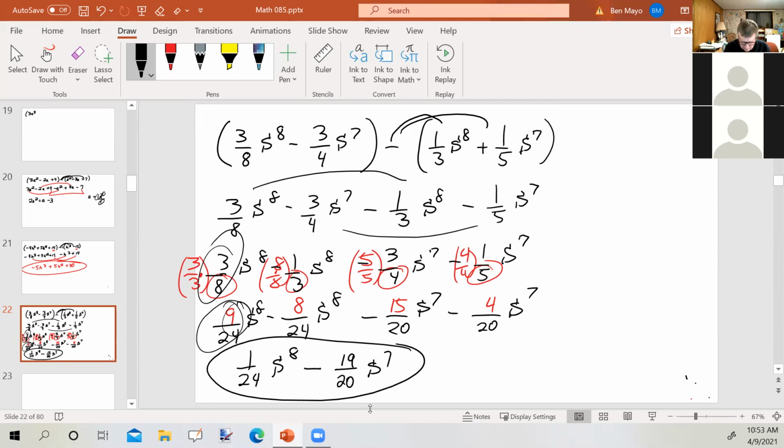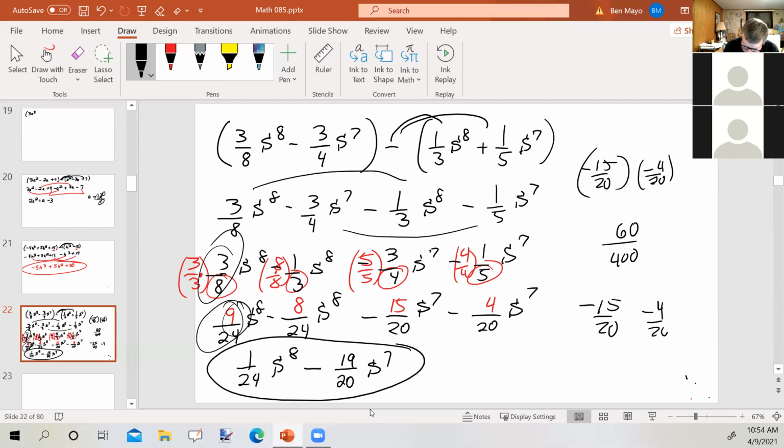On the negative 15 20ths and the negative 4 20ths, would that be considered a positive? No, because we're not multiplying. If it was negative 15 20ths times negative 4 20ths, that would be a positive 64 hundredths. But taking away 15 20ths and taking away 4 more 20ths, we're taking away a whole bunch of 20ths. So the operation is what matters.